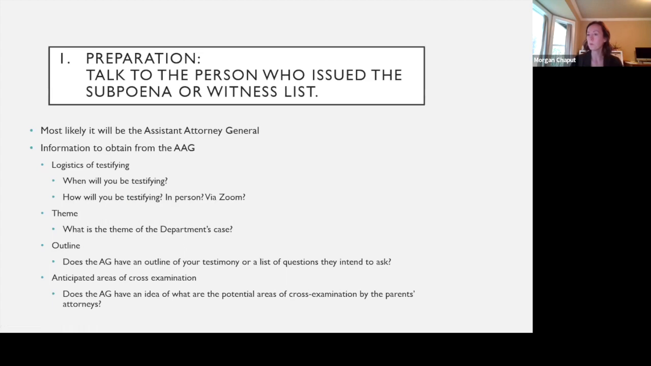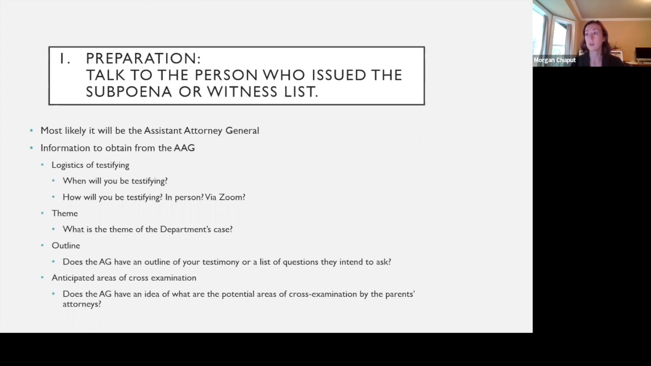Okay. So this is quite literally 10 tips and tricks for testifying in a termination trial. Most of what I talk about in terms of testifying today is also applicable to testifying in other situations. I just use a termination trial because that's probably the one that we most often get called to testify in. So tip number 1, preparation.